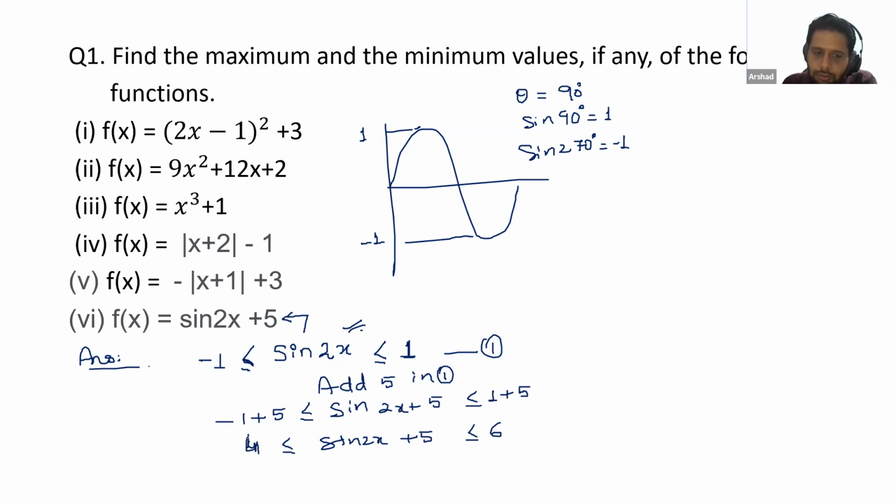Now, if you see this, can anyone tell me what is the minimum value of this function? 4. Very good. And the maximum value? 6. Very good. So f(x) is less than or equal to 6. If you see, this is the minimum value, and this is the maximum value.